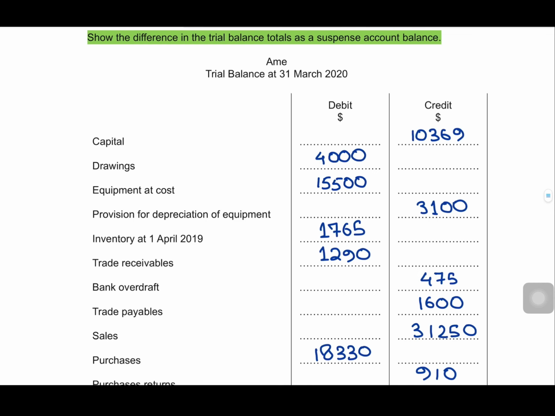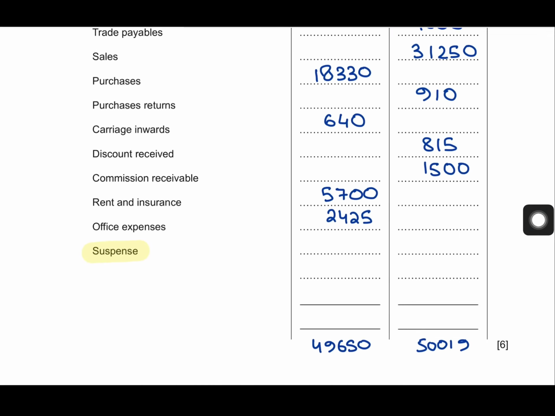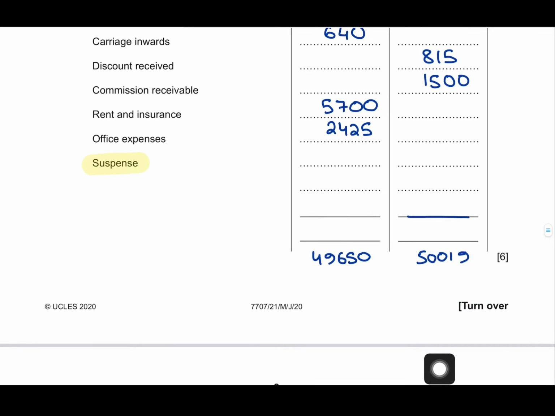Alright, so after writing the amounts on the debit and credit side, our totals are: the debit side totals 49,650, however the credit side totals 50,019. So this means that the totals would be the bigger figure, of course, 50,019. This means that I will be writing the suspense account balance on which side? On the debit side.